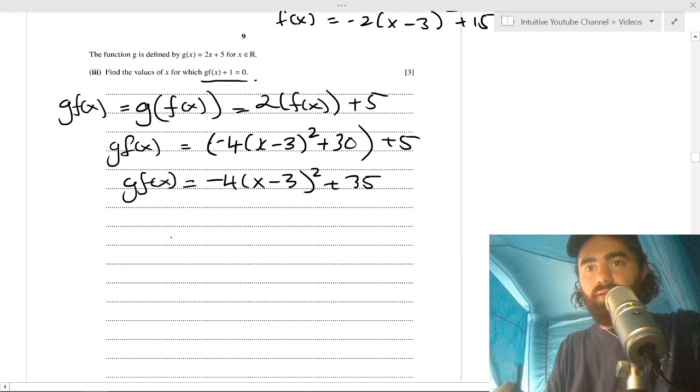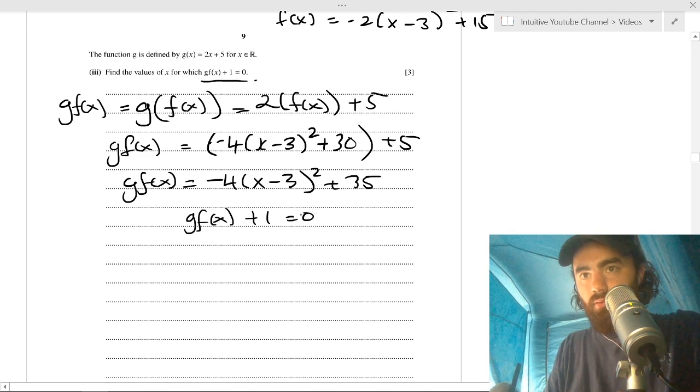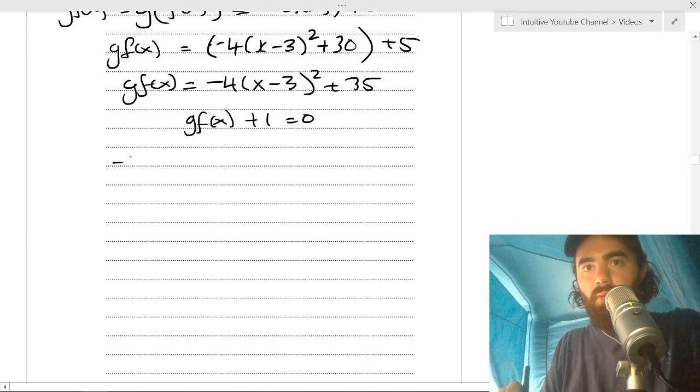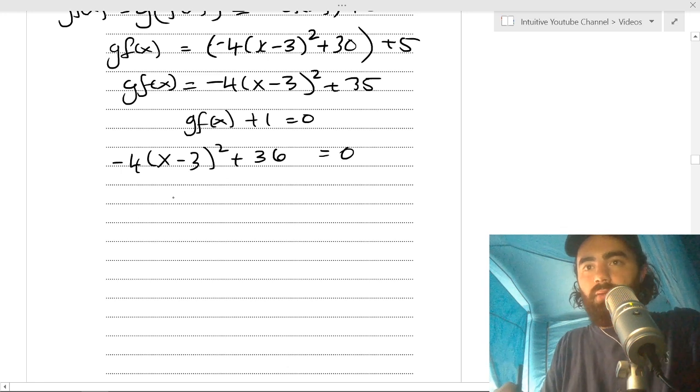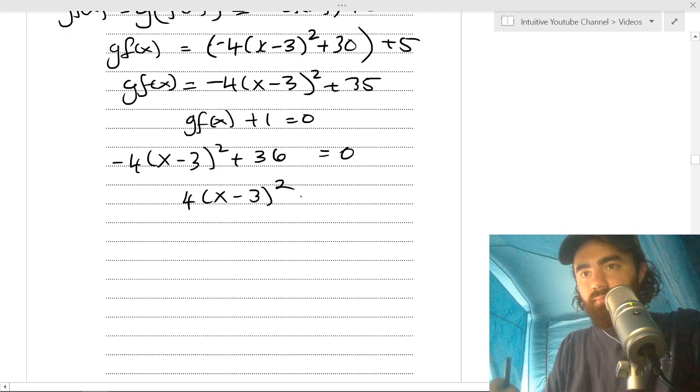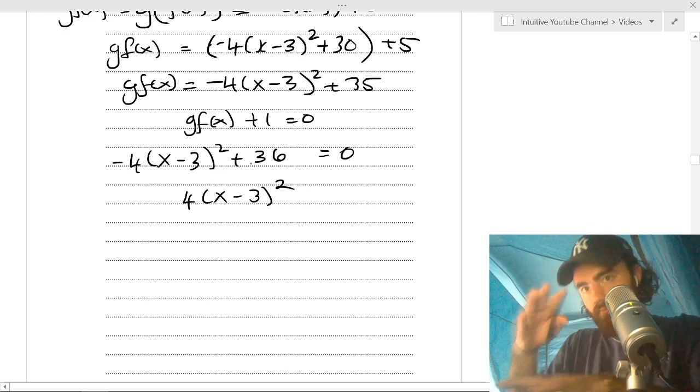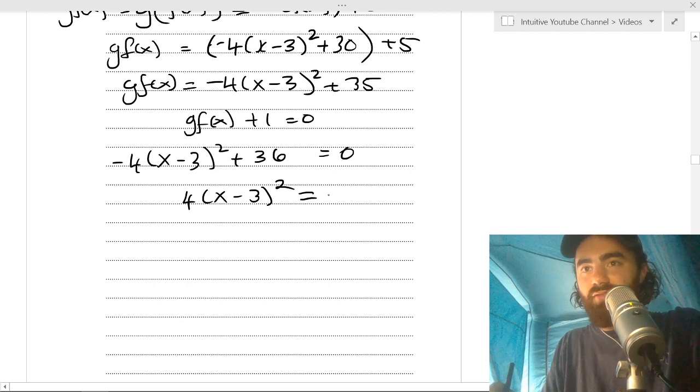So then let's solve this equation. This will become minus 4 (x minus 3) squared plus 35 plus 1, which is 36, equals 0. And that gives us 4 (x minus 3) squared equals 36. So I'm just taking this over, making it so that x stays on the left hand side. Some of you guys get confused by that.